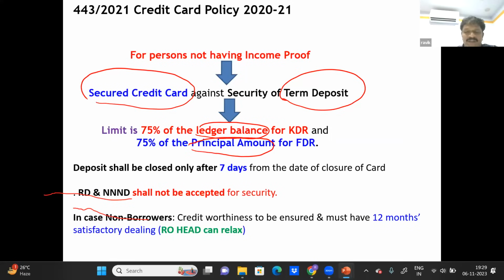Apart from FD and KD, can we also issue a card through RD and NND? No. RD and NND shall not be accepted as security.